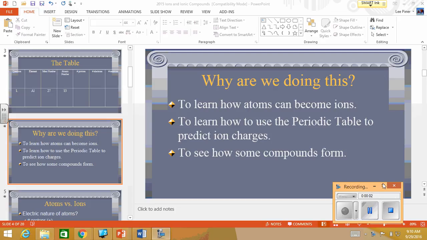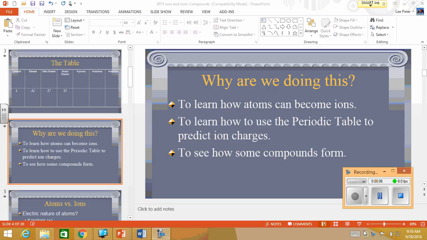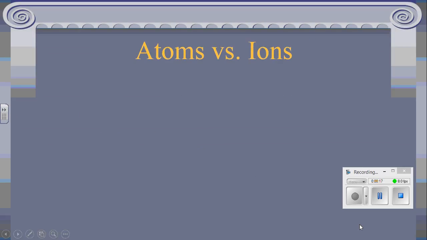Okay, so in this series of videos, we are going to go over the process of atoms becoming ions and how we can use the periodic table to predict that, and then also see how that's going to affect the ability of compounds to form. So let's look at the difference between atoms and ions.